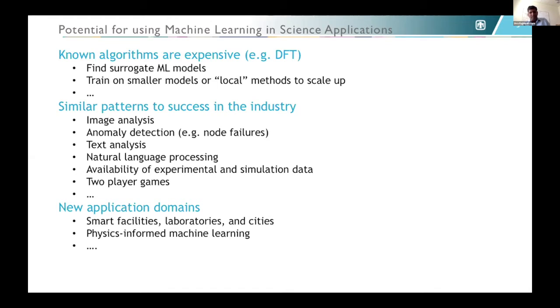And finally, there are new application domains. For example, in your physics-informed machine learning, can you do smart laboratories or smart facilities? How to incorporate machine learning into these aspects is an interesting problem in itself, okay?